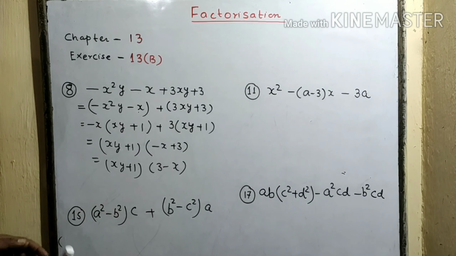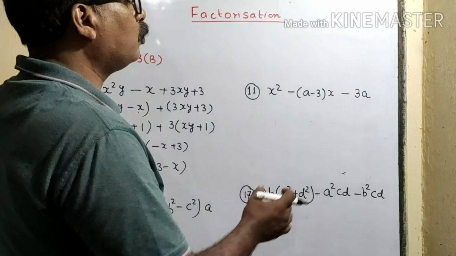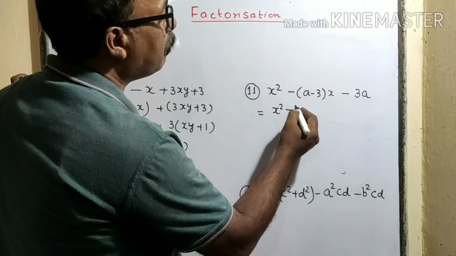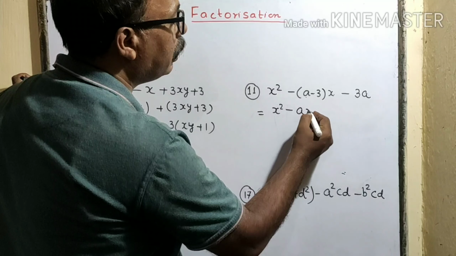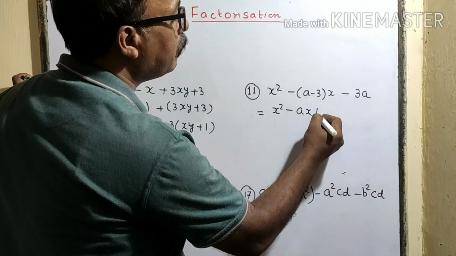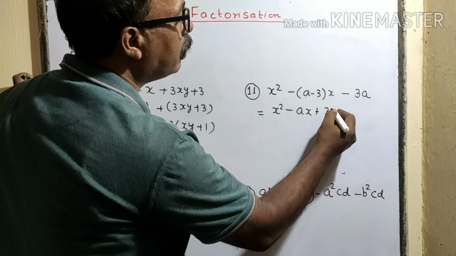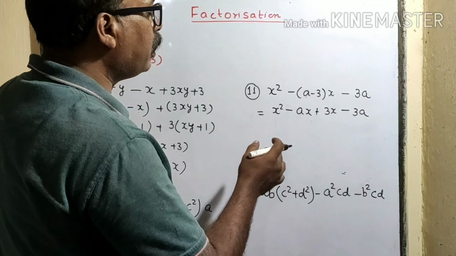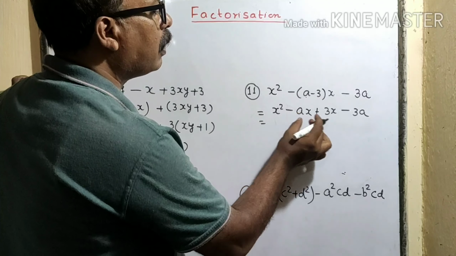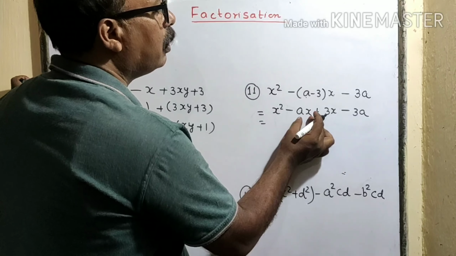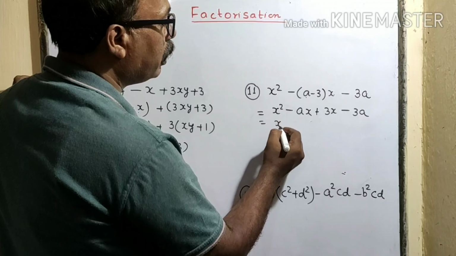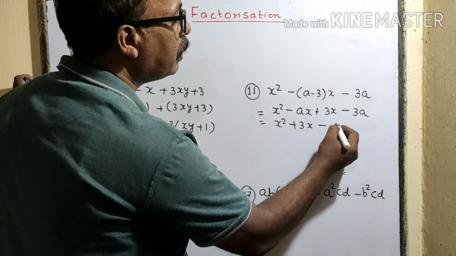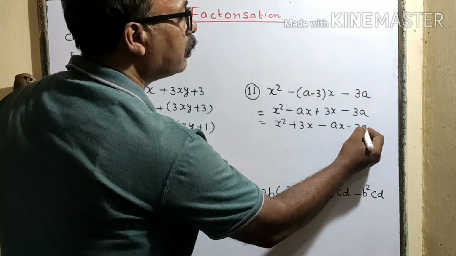So now we are in question number 11. So to solve it, first we'll expand it. So it will be x square minus a into x is ax, minus minus plus 3 into x is 3x, then minus 3. Now we'll rearrange. x square and 3x will arrange together, ax and 3 will arrange together. x square plus 3x, then this minus ax, then minus 3.